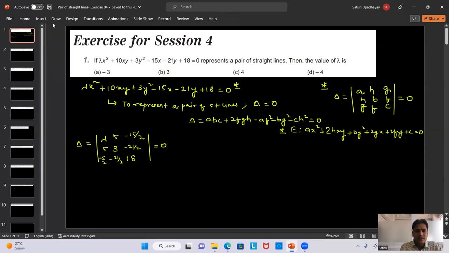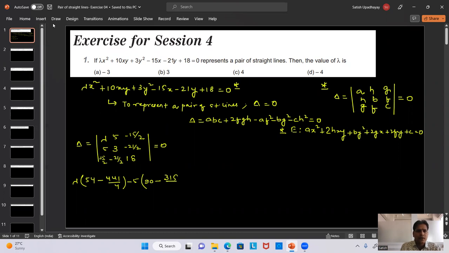Now we have to just solve this determinant and we will get the value of lambda. So let's quickly solve it. Expanding this determinant, we get lambda into 3 into 18, that will be 54, and minus 21 square, which is 441 upon 4. Then minus 5 into 18 into 5, which is 90, minus 21 into 15. So 21 into 10 is 210 and 105, that is 315.